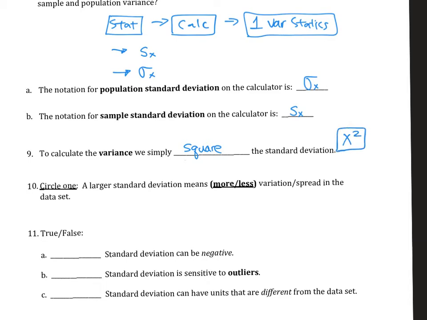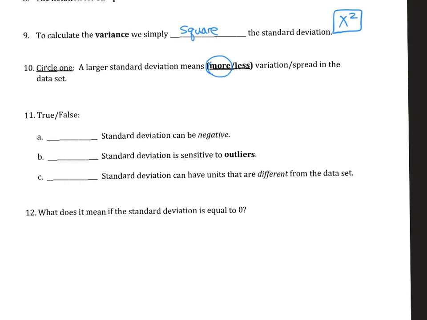So basically what standard deviation calculates is the spread. A larger standard deviation means more variation and spread in the data set. The way the standard deviation is calculated, it is always positive. So "standard deviation can be negative" is false. It's always positive.